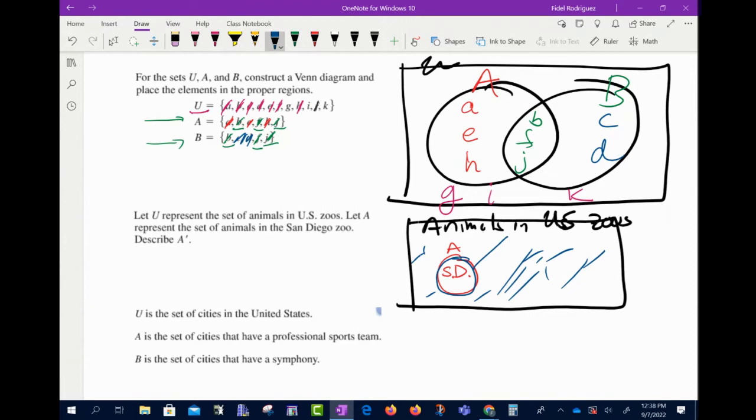In San Diego, right? Very good. Very good. So these are all animals. That's not the way you spell animals. See, guys, I can't teach elementary school because I can't even spell. All animals in the zoos except for the one in San Diego, right? All the animals in the U.S. zoos except for the San Diego Zoo. Okay. All right, cool.